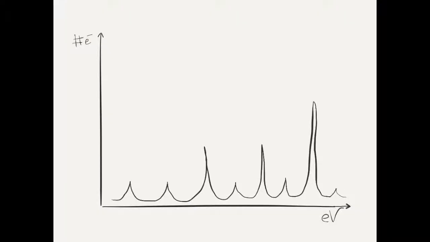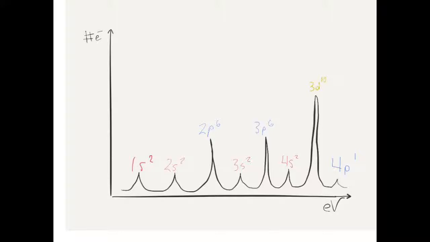Here we have another example, so feel free to pause the video and work this one out yourself and hit play when you're ready to see the answer. So once you've identified the orbitals, you can find that this element is gallium.